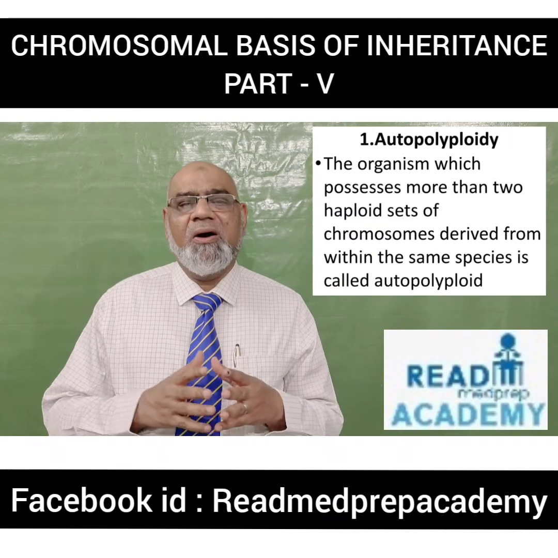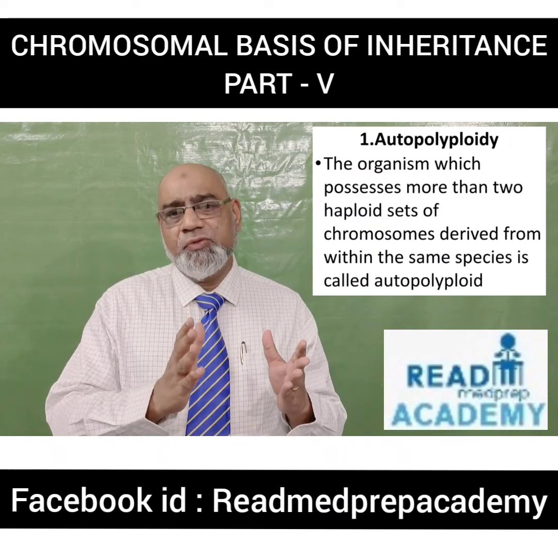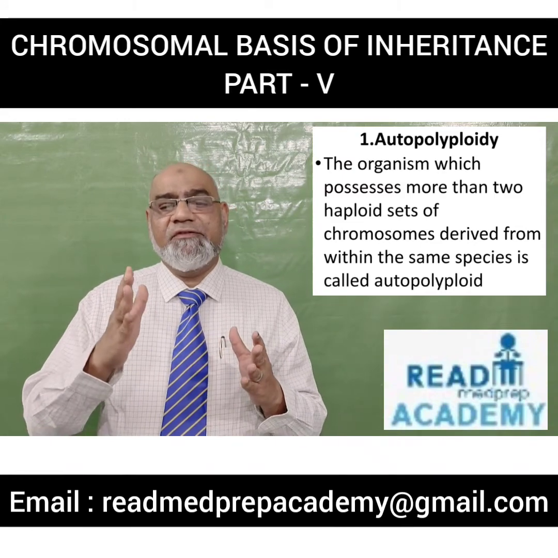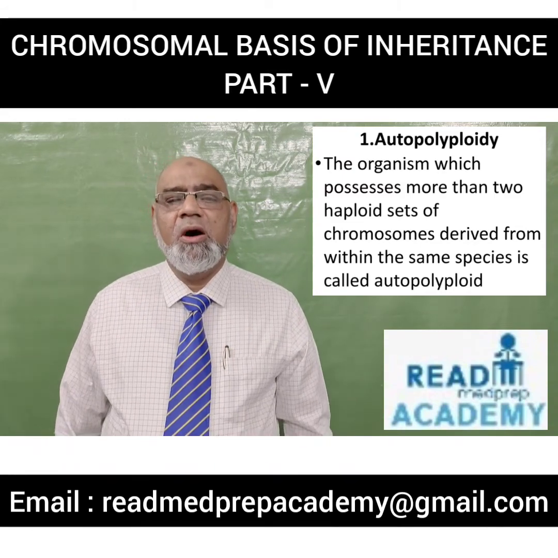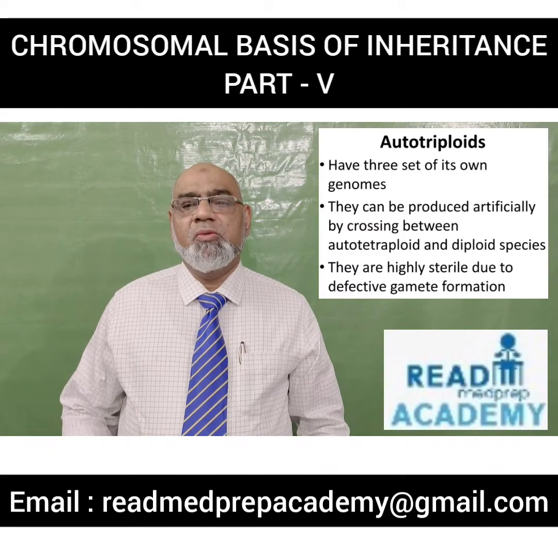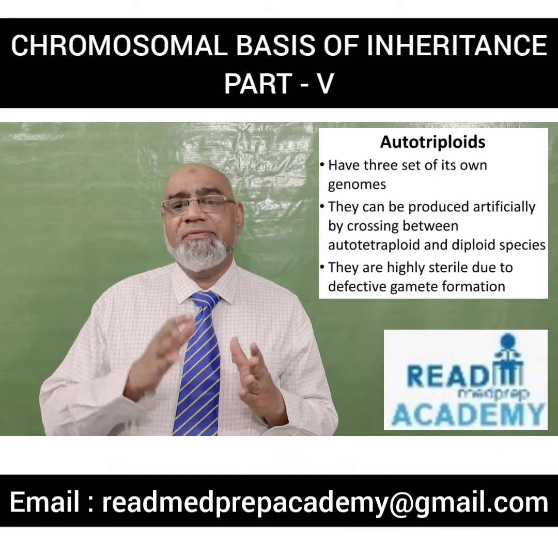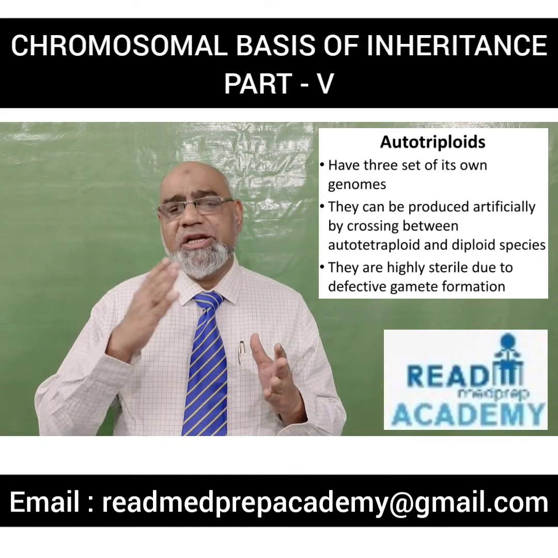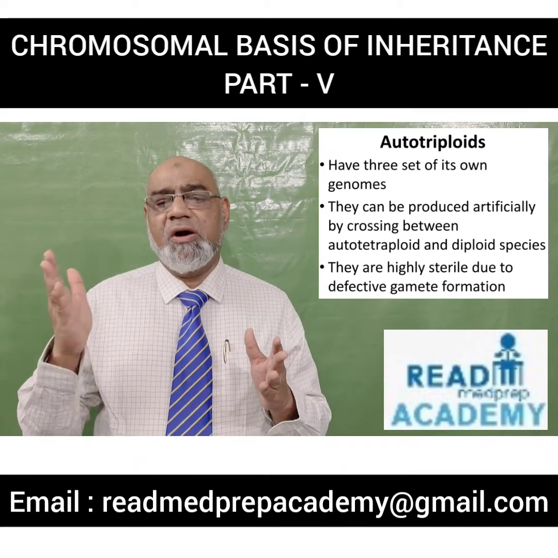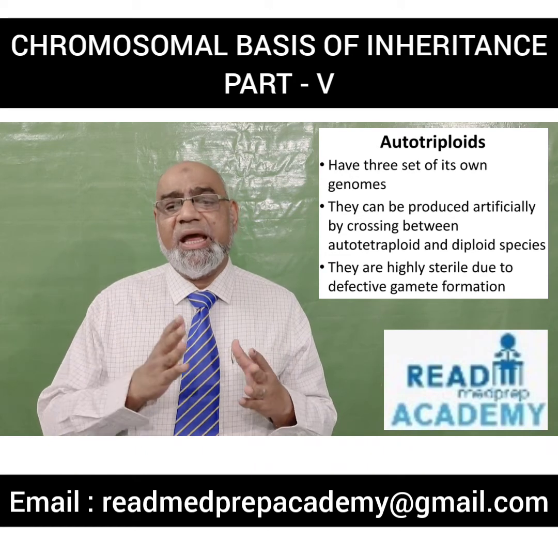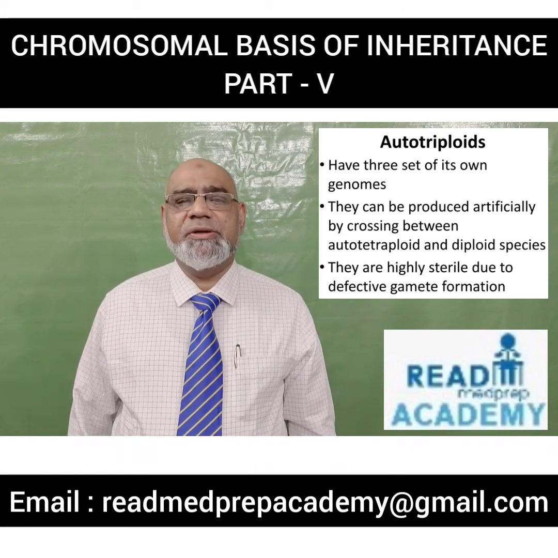What is autopolyploidy? The organism which possesses more than two haploid sets of chromosomes derived from within the same species is called autopolyploid. These are divided into autotriploids and autotetraploids. What are autotriploids? They have three sets of their own genomes. They can be produced artificially by crossing between an autotetraploid and a diploid species. They are highly sterile due to defective gamete formation.